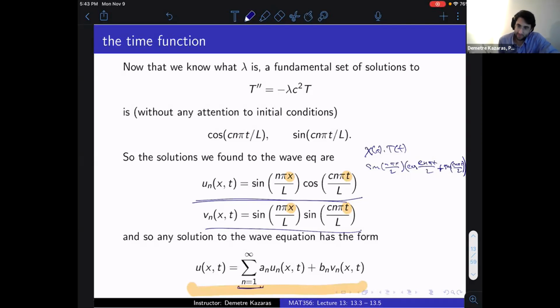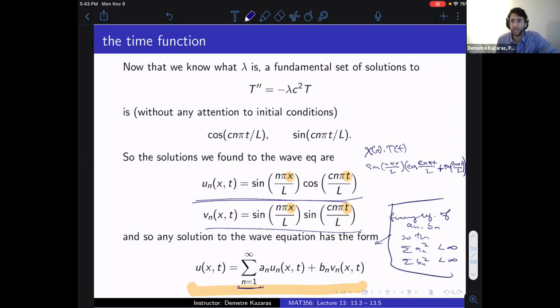Well, what you really need to make this precise is that this is valid for any sequence of an and bn, so that the sum of an squared and the sum of bn squared are finite. But that's a technicality. Don't worry about that. That's just an aside. If that is satisfied, then this will be a genuine solution. But the headline is any linear combination of these two building block solutions will be a solution to the wave equation.